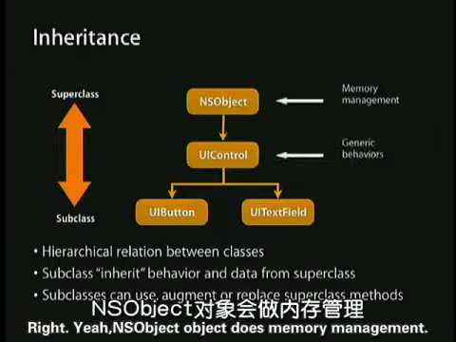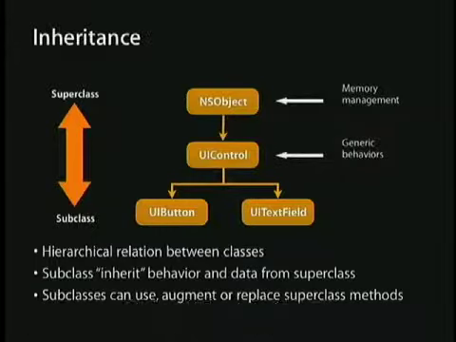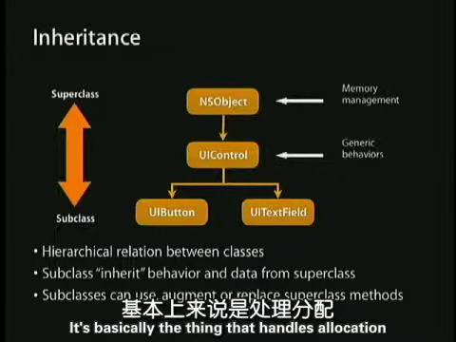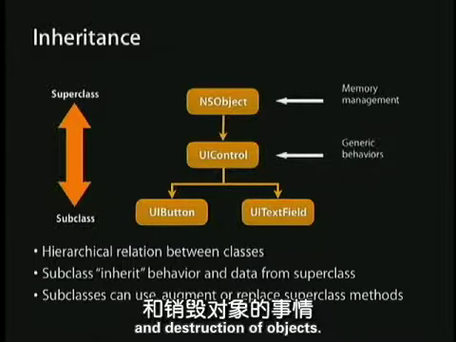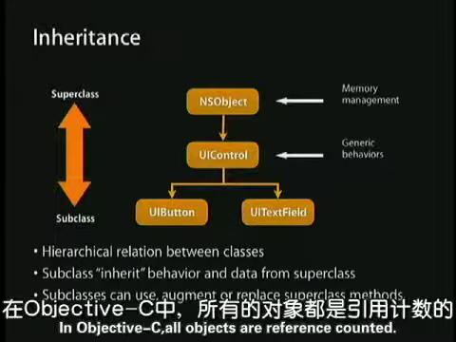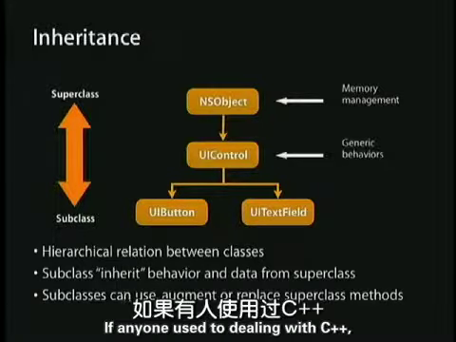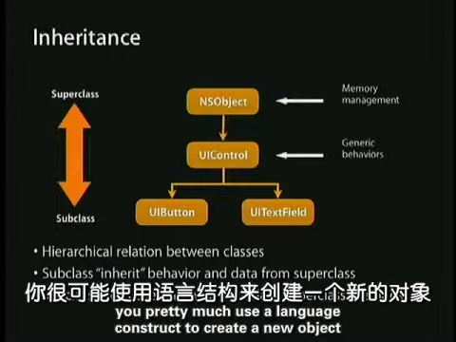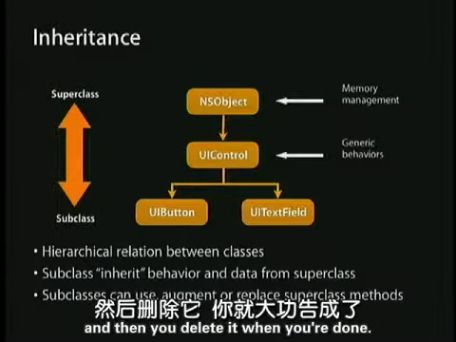Right. Yeah, NSObject does memory management. It's basically the thing that handles allocation and destruction of objects. In Objective-C, all objects are reference counted. This is kind of different. If anyone's used to dealing with C++, you pretty much use a language construct to create a new object, and then you delete it when you're done.